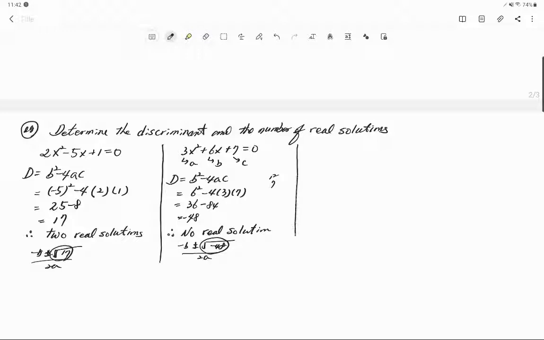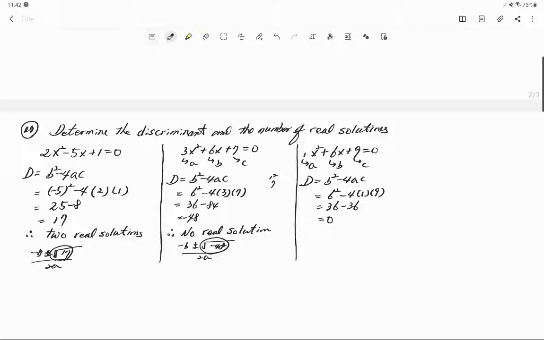Let's try another one. x squared plus 6x plus 9 equals 0. All right, a equals 1, b is 6, and c equals 9. So the discriminant b squared minus 4ac equals 6 squared minus 4 times 1 times 9. That's 36 minus 36. Aha, look at this: 0. The discriminant is 0.